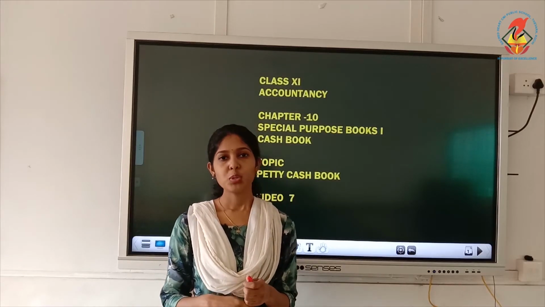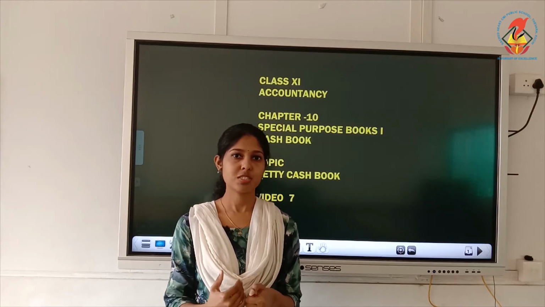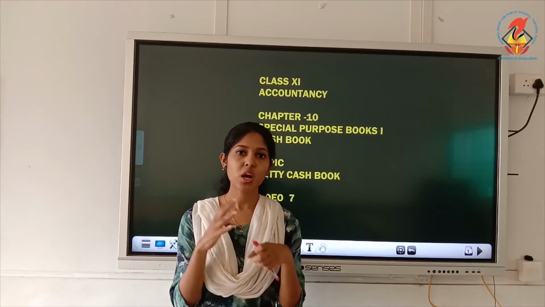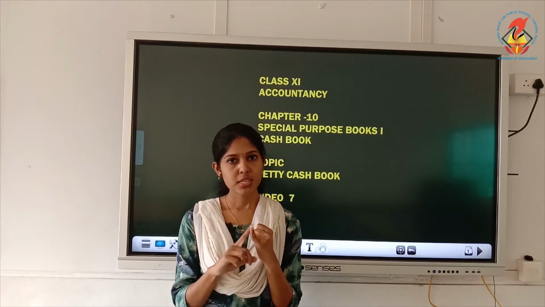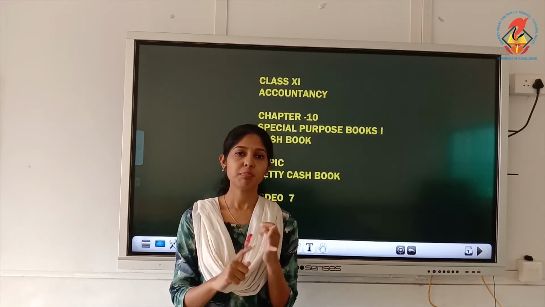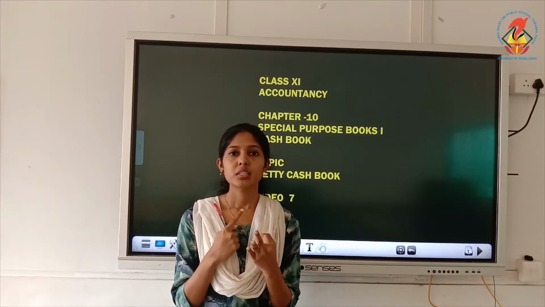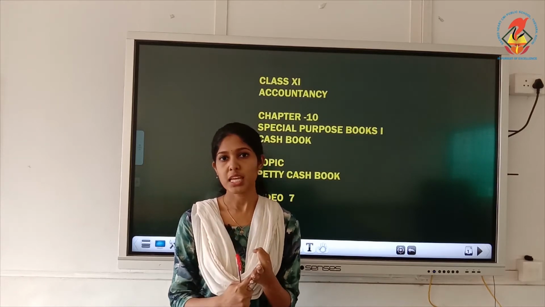We are moving on to the last topic of this chapter. This chapter is all about cash book and its types. First we discussed simple or single column, then double column. The next is petty cash book.